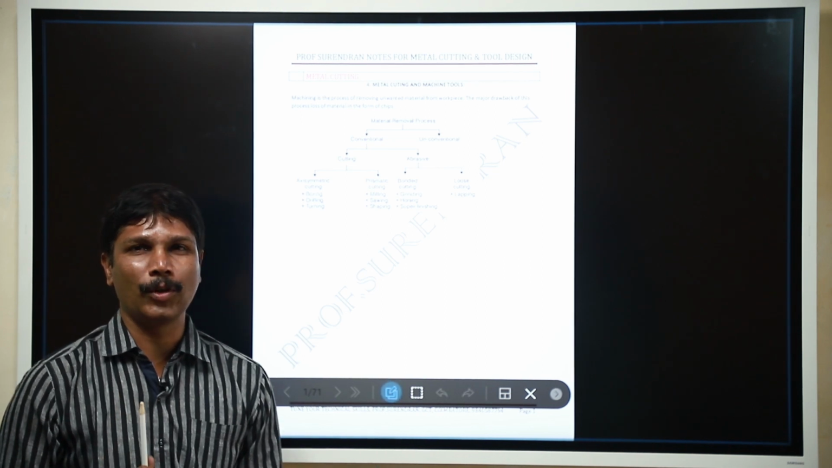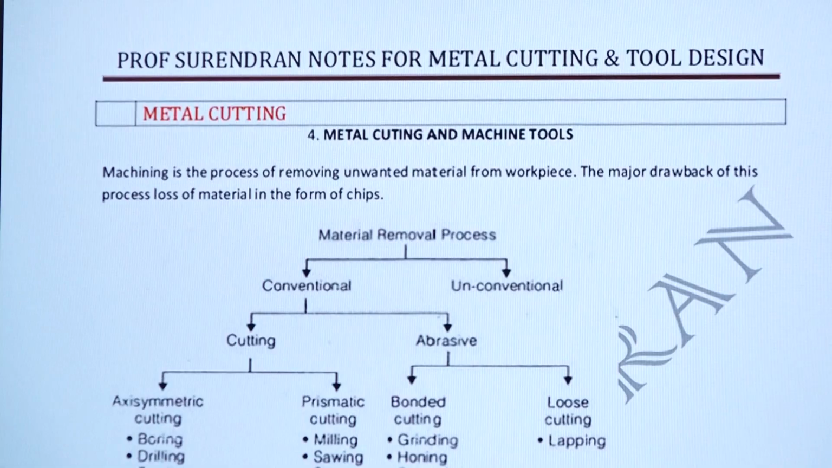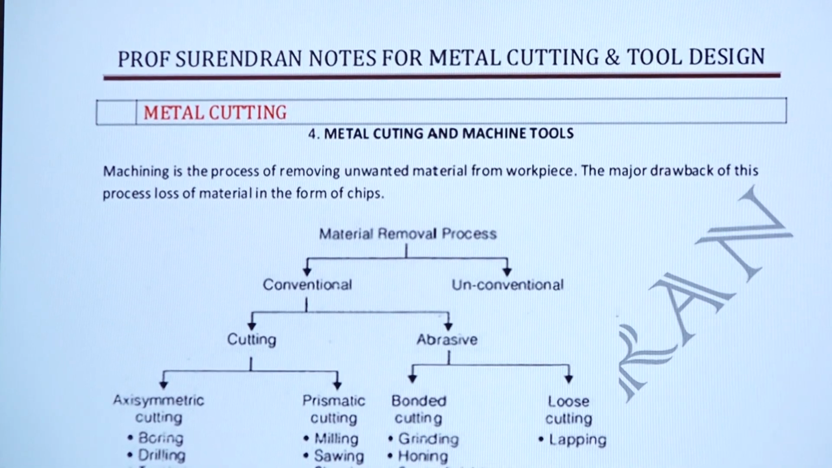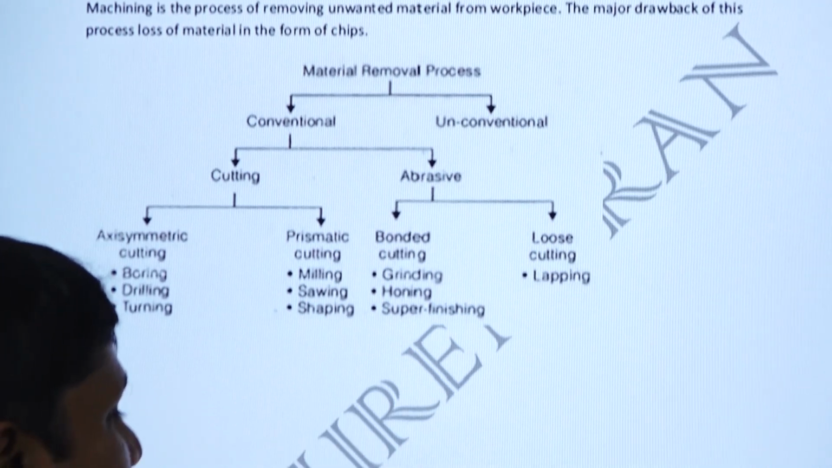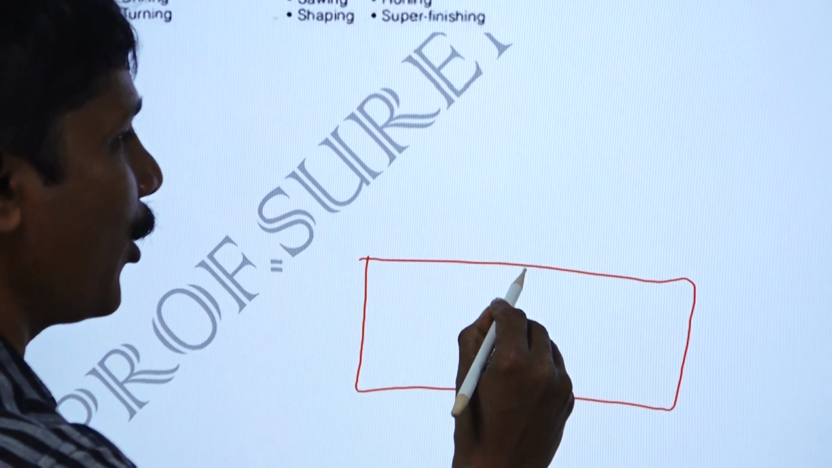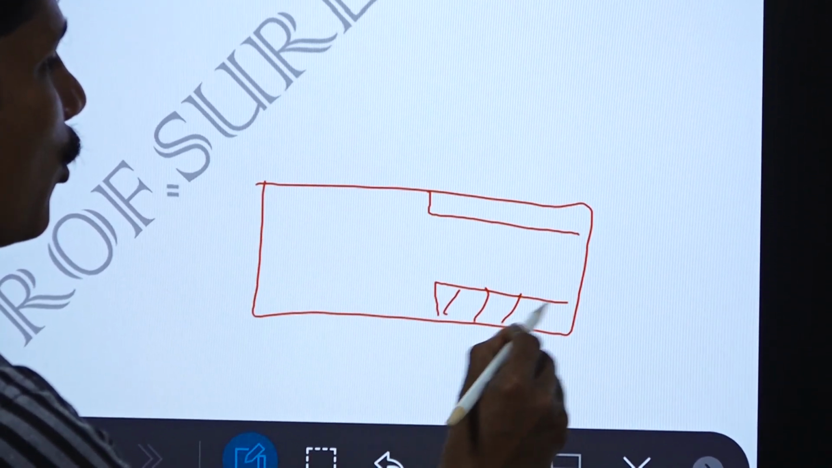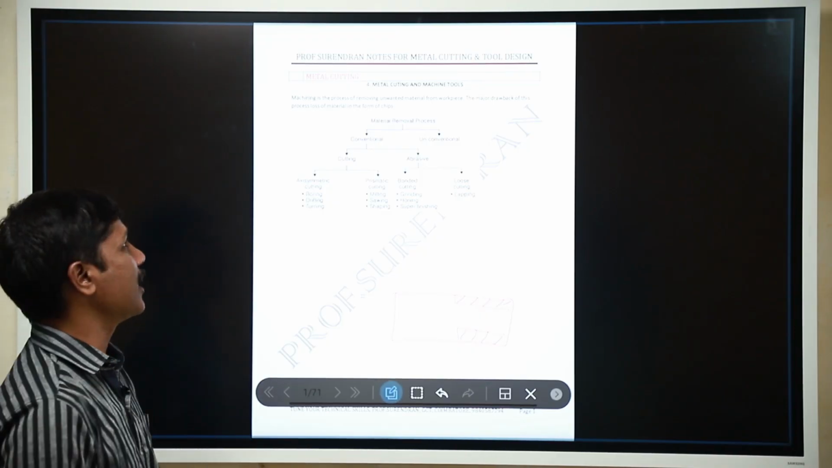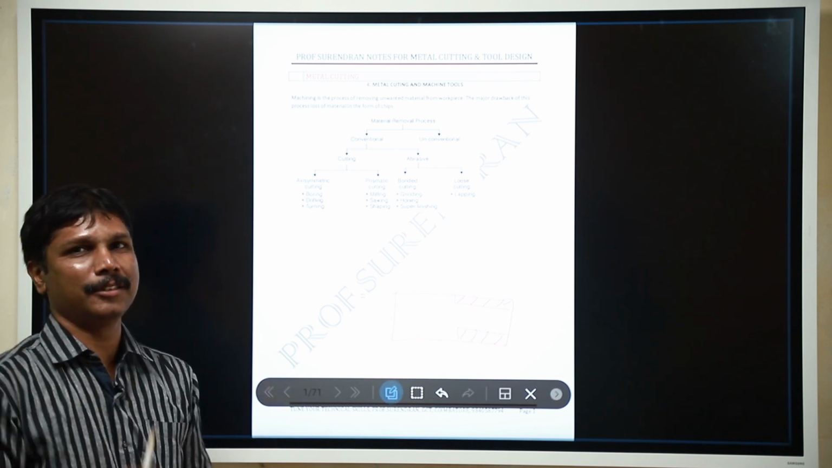Yes, we are going to discuss some of the basics of metal cutting and machine tools. What do you mean by machining? Machining is removing unwanted material from the workpiece. So we have a workpiece, the raw material. We want to cut these portions and make it like this, so we want to remove this material. It can be done by machining operations. The removed material is termed as chips.